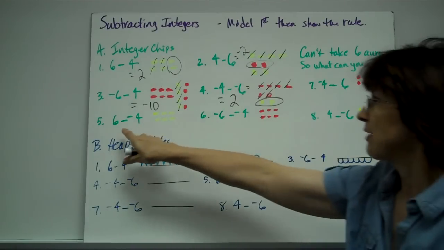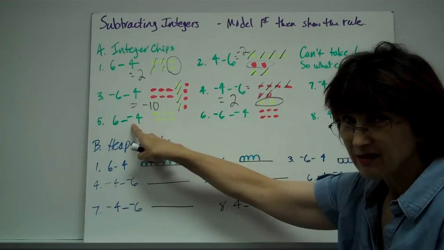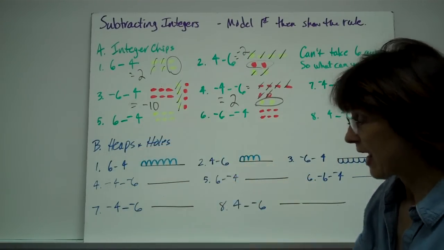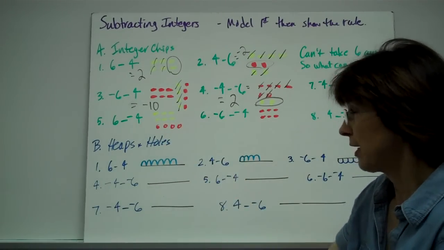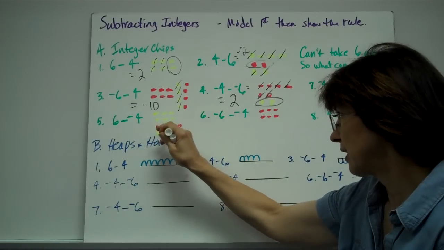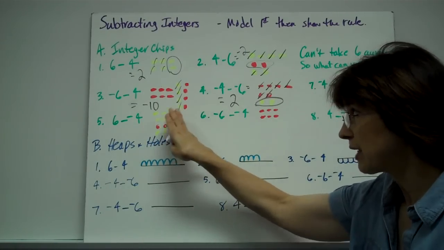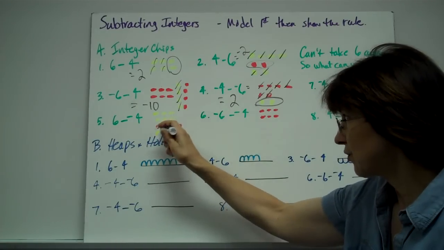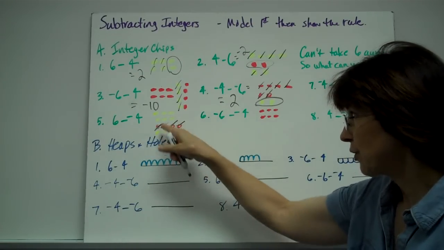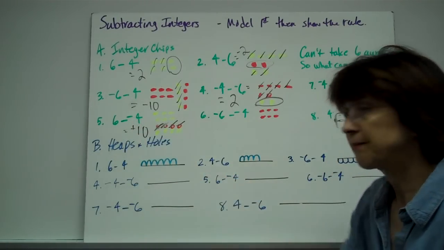All right, the next one is 6 minus negative 4. I have 6 yellows, and I got to take away 4 reds. I don't have any reds at all. So I've got to add 4 zero pairs. Okay, there's my 4 reds. Here's my 4 yellows. That's my 4 zero pairs. Again, it didn't change a thing. This still equals another way to write positive 6. But now I've got to take away 4 reds. So I take away those 4 reds. I'm left with 10 yellows, so that's going to be equal to a positive 10.